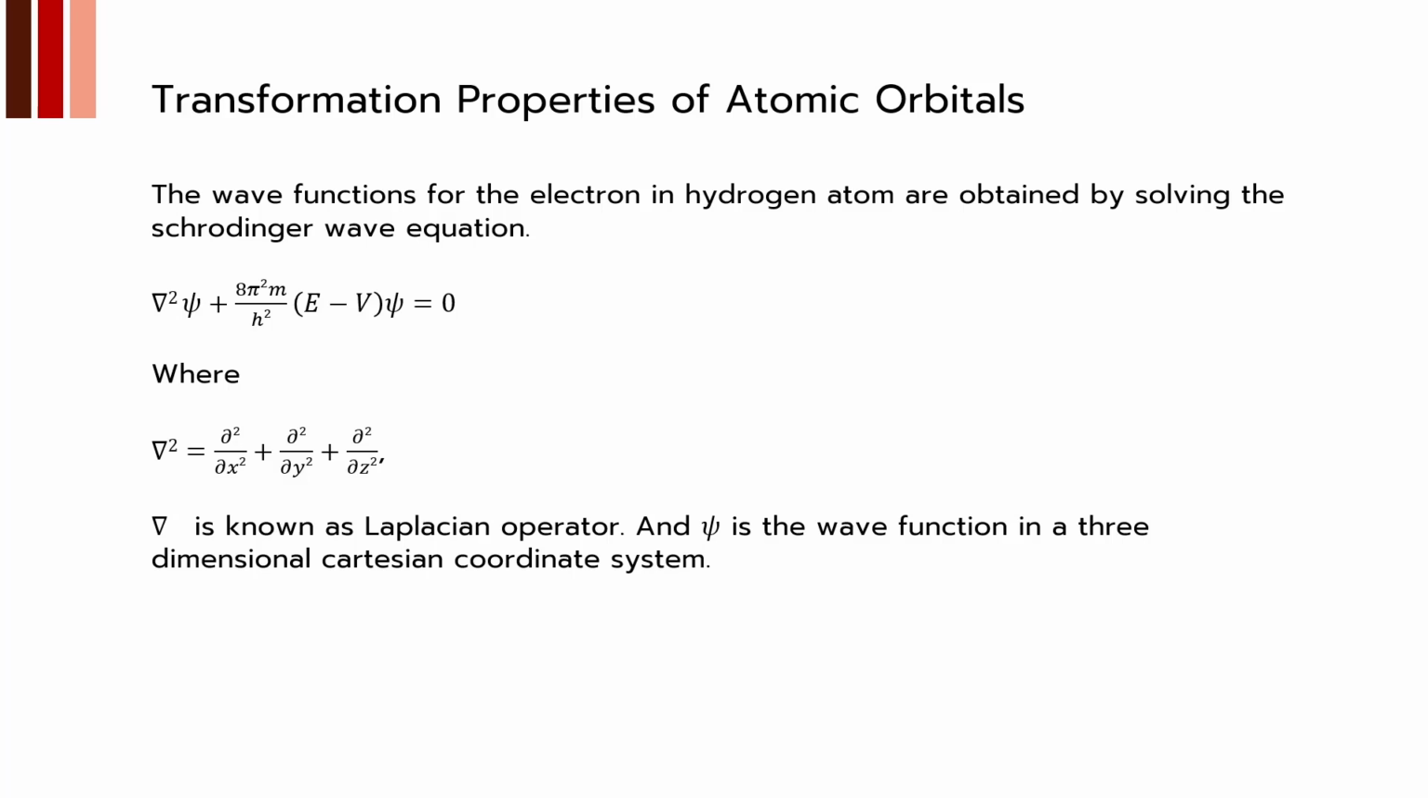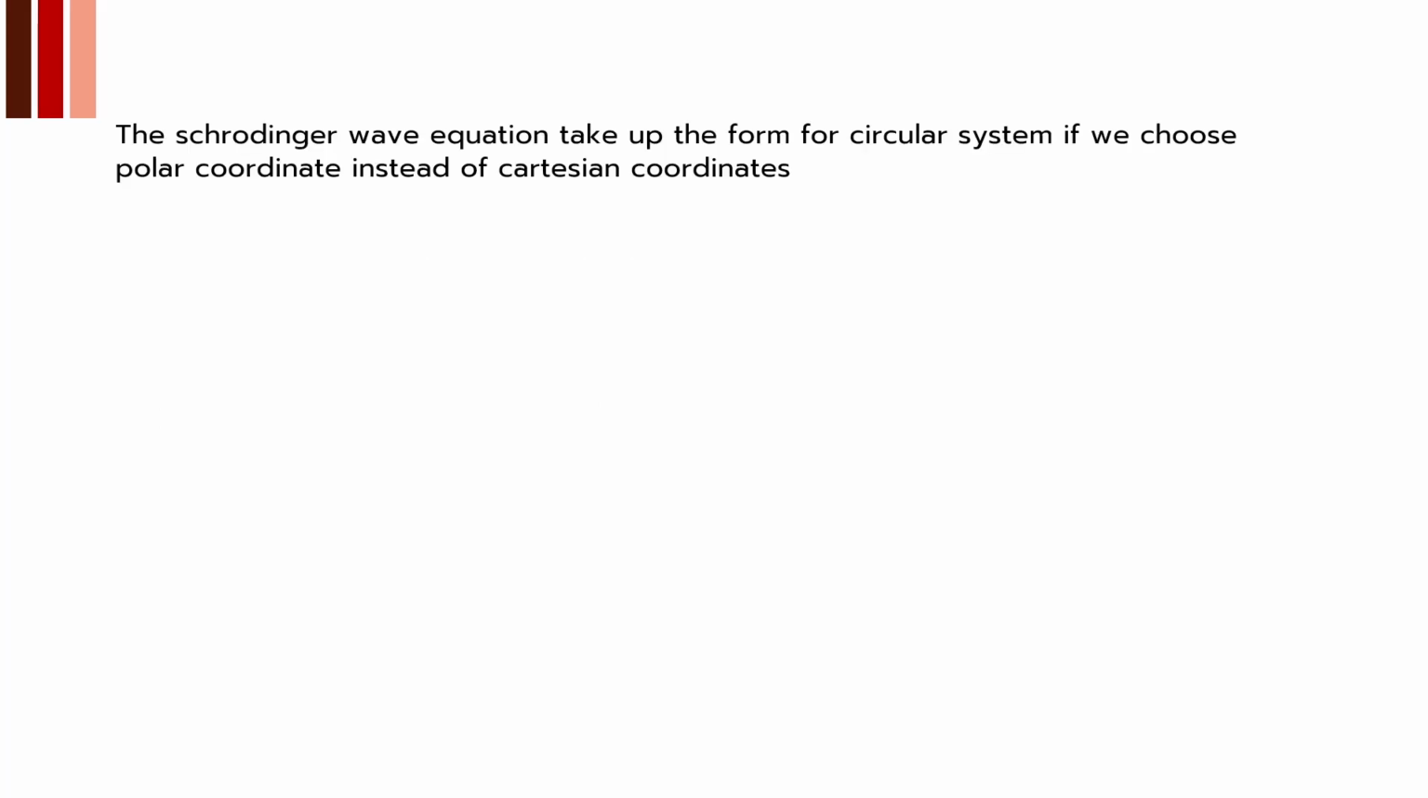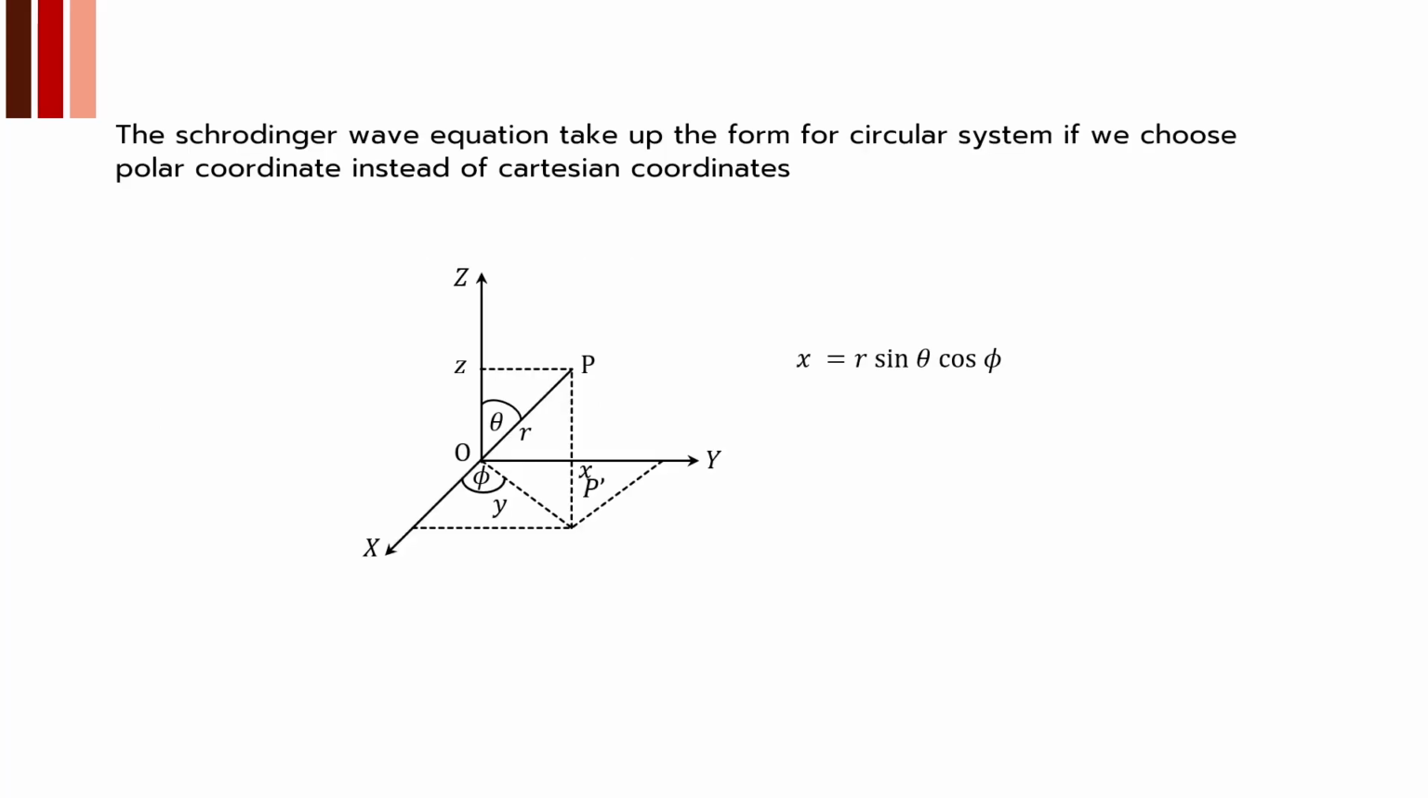So the Schrodinger wave equation in its simplest form is represented by either the equation demonstrated or H psi is equal to E psi. However, when we are interested in the shapes of orbitals, what we need to take care of is that the Cartesian coordinate equation must be transformed into a polar coordinate system. And in doing so, we are avoiding all the mathematics.